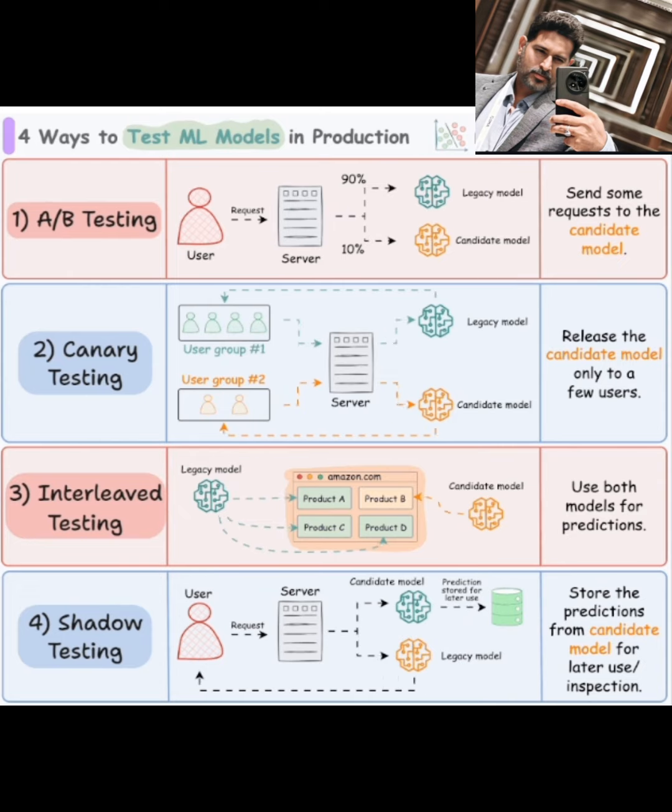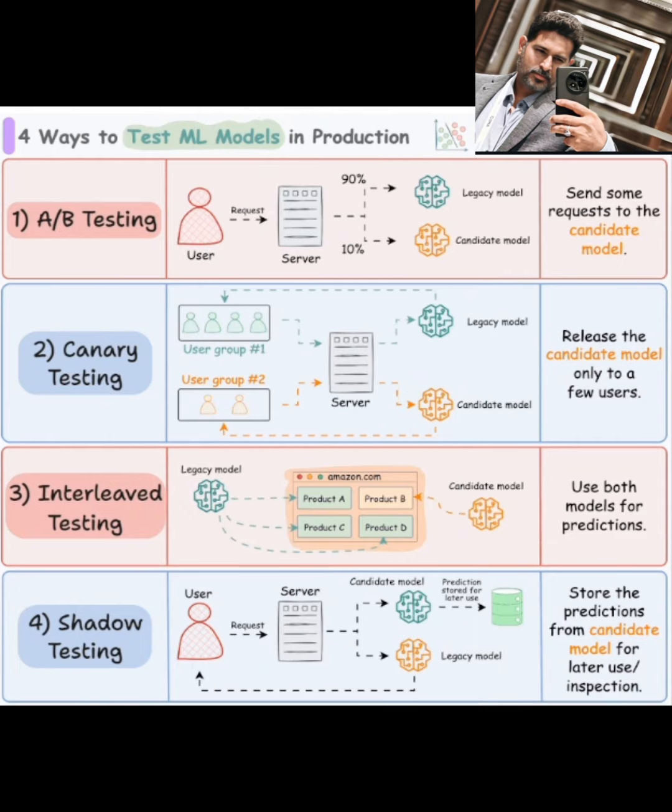Now, let's look at interleaved testing. This method is particularly interesting for scenarios where users interact with a list of recommendations or predictions, like on an e-commerce website. Here, both the legacy model and the candidate model are used to generate predictions, and these predictions are then interleaved or mixed together in the results presented to the user, like Product A, Product B, Product C, Product D on Amazon.com. By tracking which results users interact with more, you can get a direct comparison of user preference between the two models in a live setting.